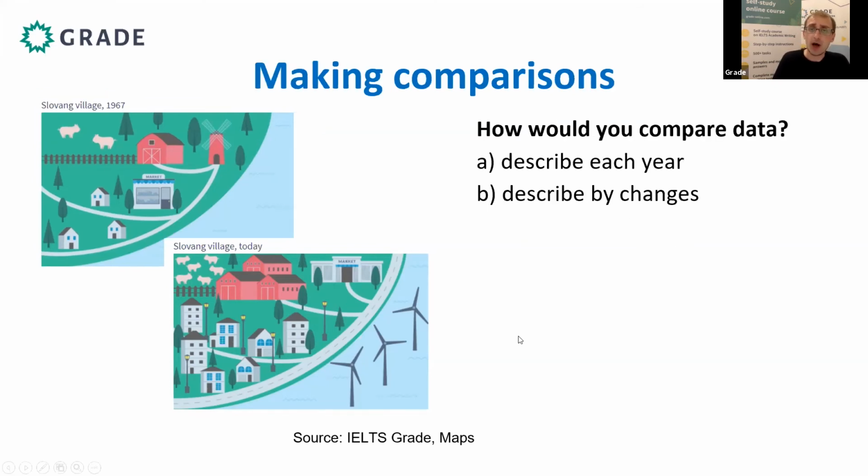And finally, let's think about comparison. So basically, how can we compare information in these maps? And again, we have two options. Number one is about describing each map separately, so for example, the first year first, and then this village today second. Or thinking about grouping changes by some criteria, focusing on some different kinds of changes. So again, think about this and type in the chat box whether you think a good approach could be A, years, or B, changes.